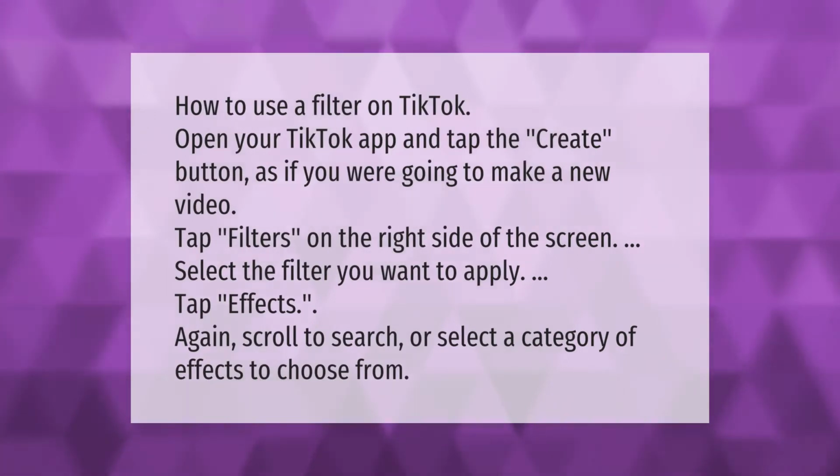How to use a filter on TikTok. Open your TikTok app and tap the Create button, as if you were going to make a new video. Tap Filters on the right side of the screen. Select the filter you want to apply. Tap Effects. Again, scroll to search, or select a category of effects to choose from.